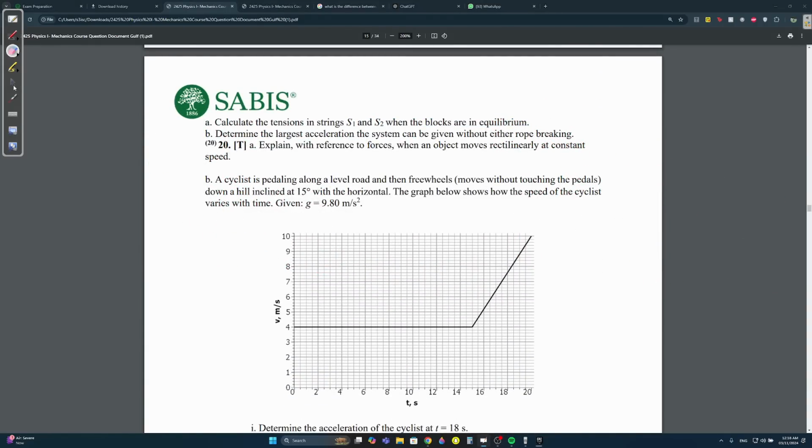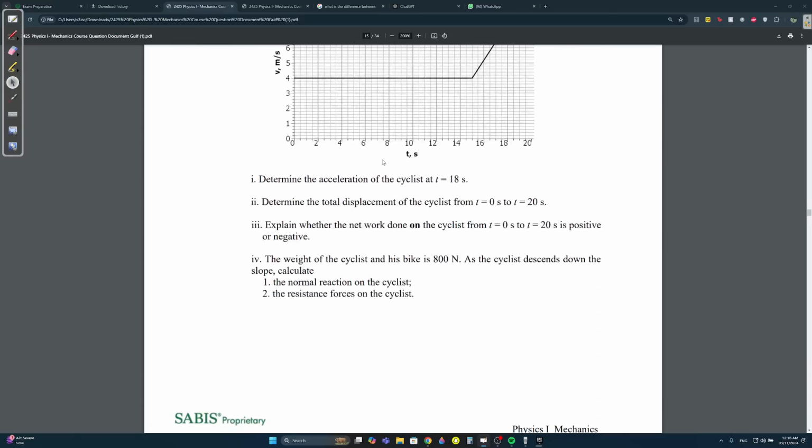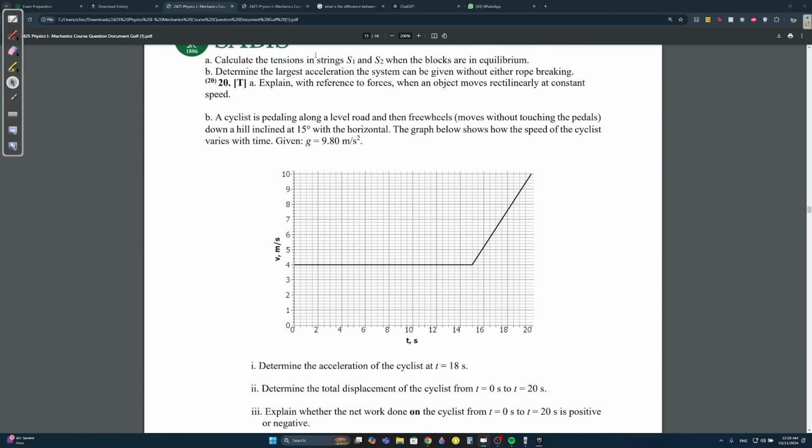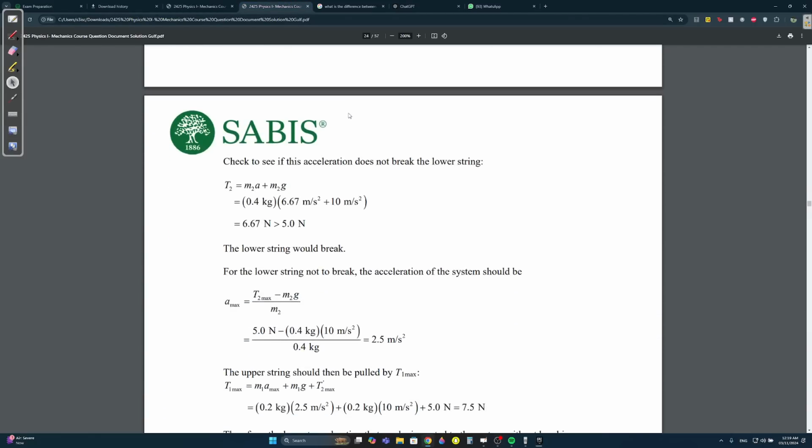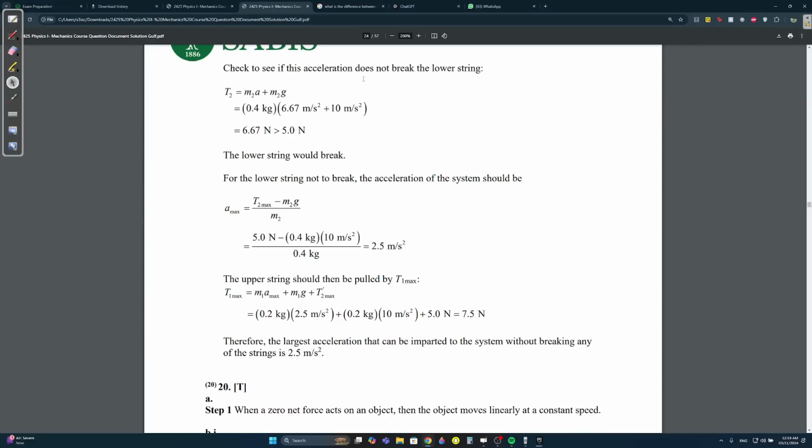Explain top 20, and okay, we'll do this. These are questions I doubt come, but yeah, we'll do it. Explain with reference to forces when an object moves rectilinearly at constant speed. With reference to forces? Okay, when something moves at a constant speed, the net force on it is 0, right? So let me see the solution. Check to see. Tell me my answer is wrong.